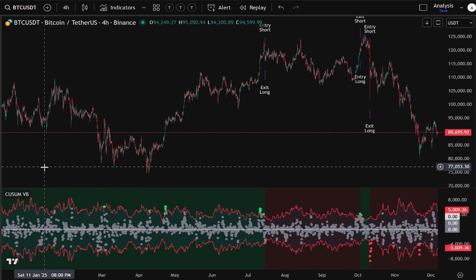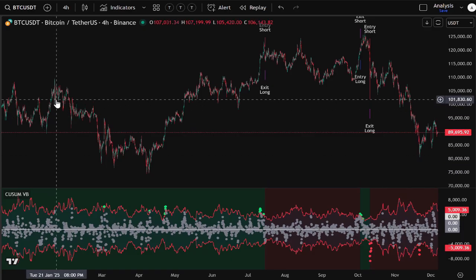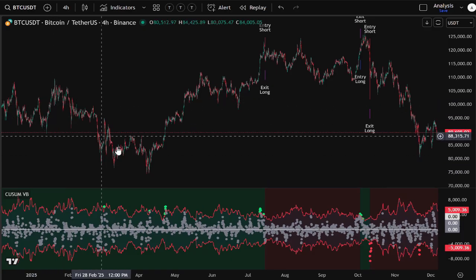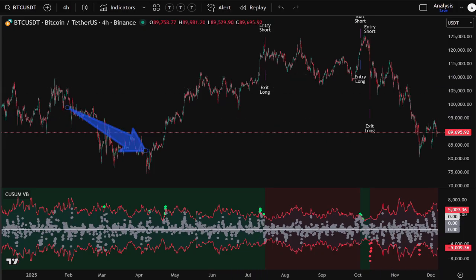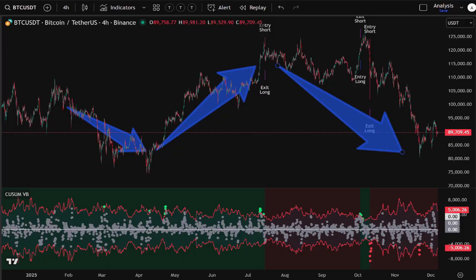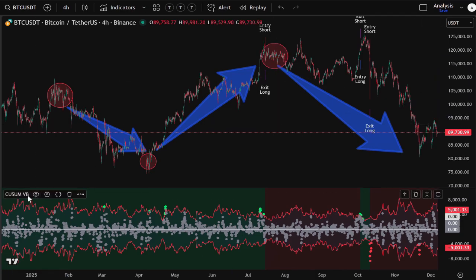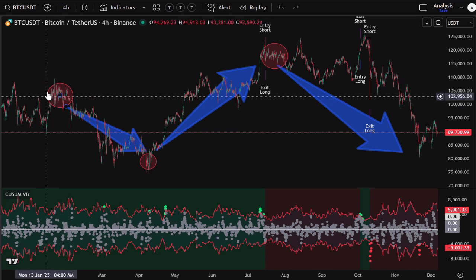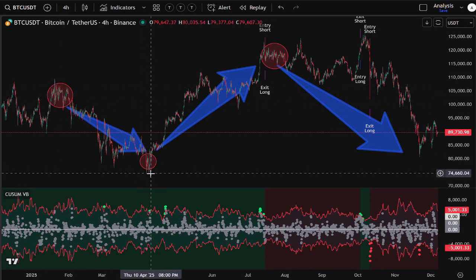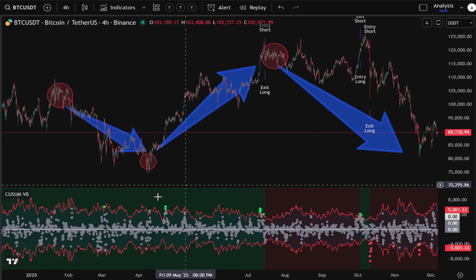Well, here's how it works. You load the indicator on the chart, and then you identify inflection points in the market that show the reversals. Here you can see the different trend directions and their inflection points. So you want to configure your settings in the indicator to trigger on these market inflection points.